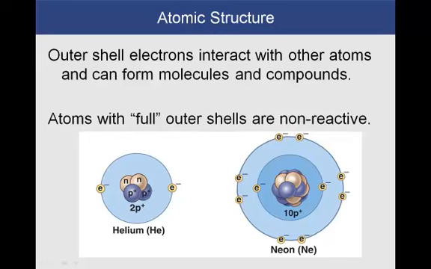So outer shell electrons interact with other atoms and can form molecules and compounds. Atoms with full outer shells are non-reactive, hence we have the helium and the neon that we saw on the previous slide.